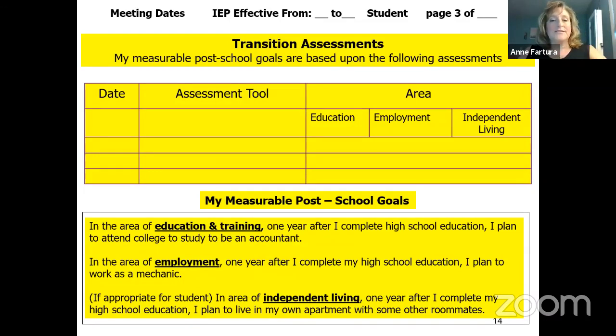So what you should see in this top area, as far as the date, the assessment tool, and which area they're investigating, is a nice progression. It should go throughout the years. We should be building, right? We don't ever want to only assess what a child wants to do as far as education. We want students to start off general and build in complexity, and really help a family, a teacher, and a student get down to what they're interested in and where their strengths lie.